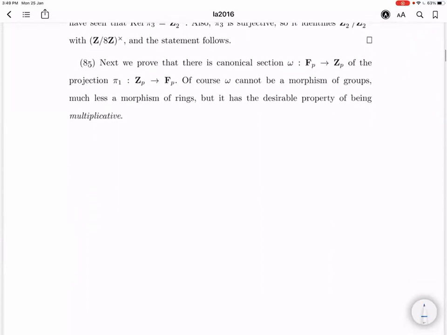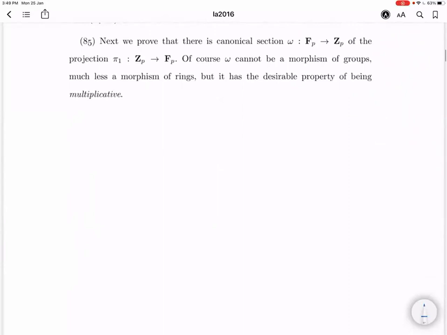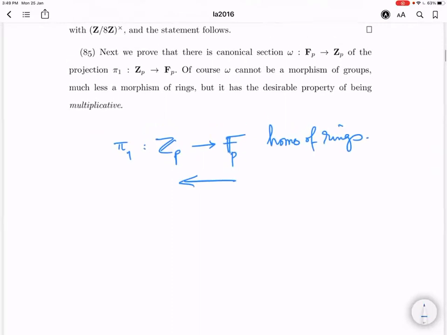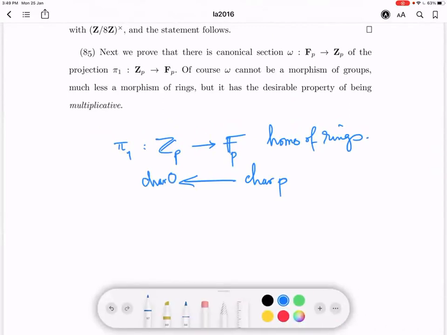Okay, so now we want to prove something. You have this projection pi 1, which goes from Zp to Fp, of course. It's a homomorphism of rings. Of course, there cannot be a homomorphism of rings in the other direction. That's because this has characteristic p and this has characteristic 0. So such a thing is not possible.